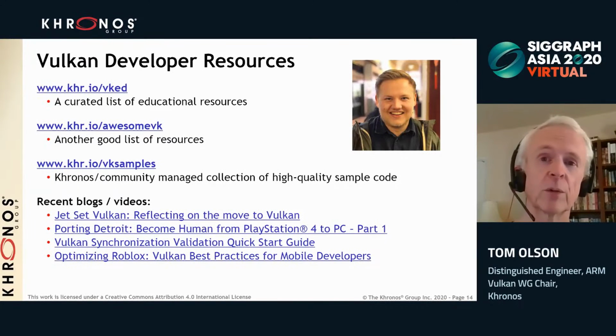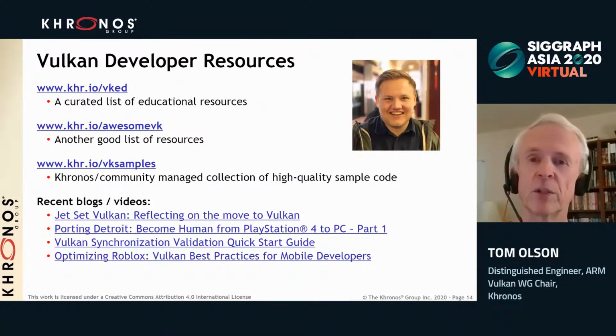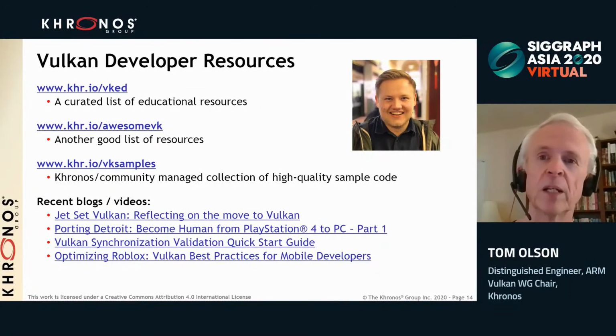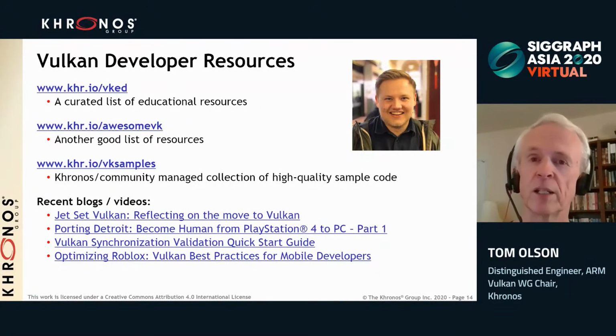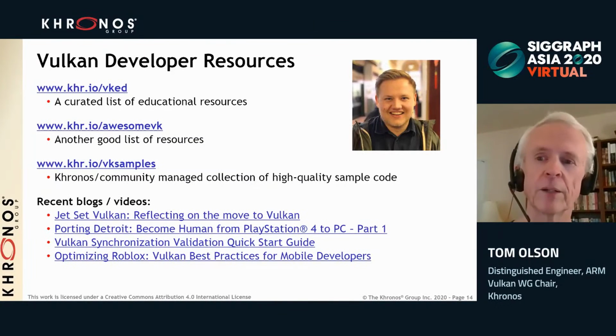Along with that, he's been working with other members of the group and with external developers to collect some of the best sample codes that are out there on the internet, bring them together in a Khronos managed repository called the Vulkan Samples Repository. This, of course, done with the cooperation and in many cases the help of the people who wrote those samples. We're very grateful for that. Finally, Chris insisted that I show you a list of some of his favorite recent blogs and videos, which you should all go out and watch.